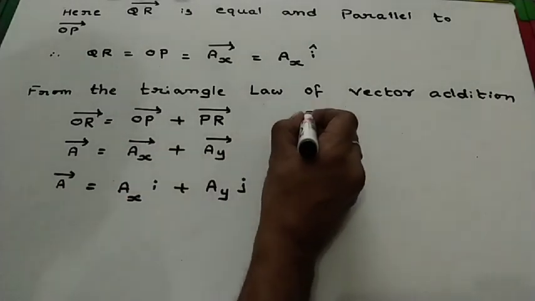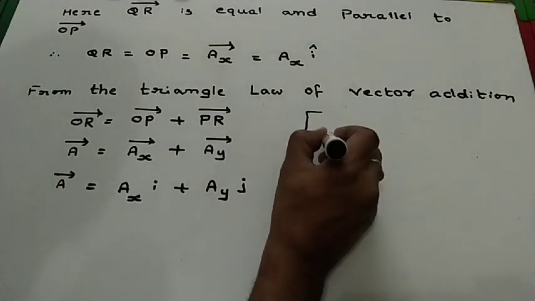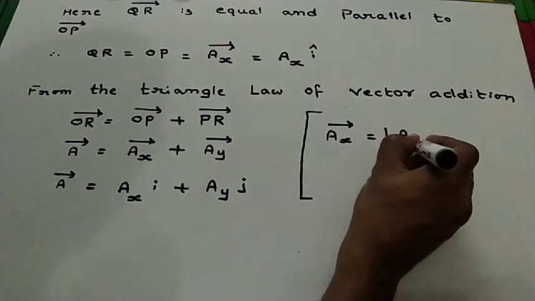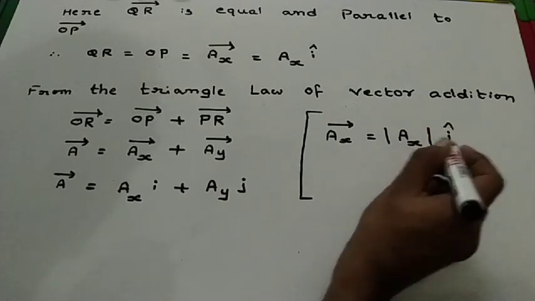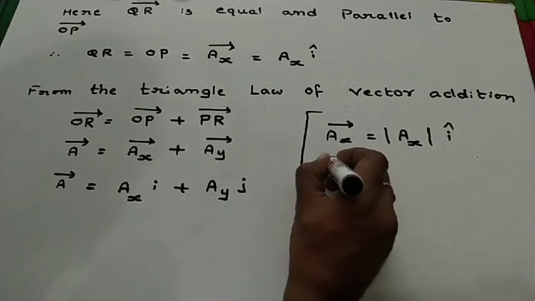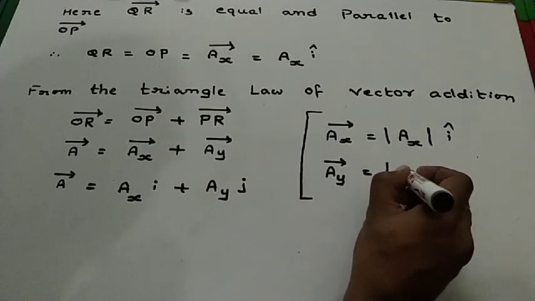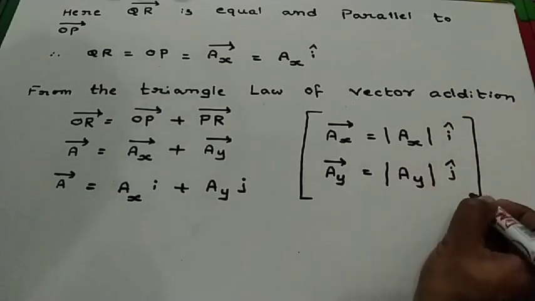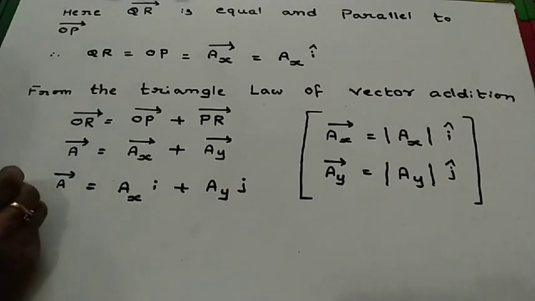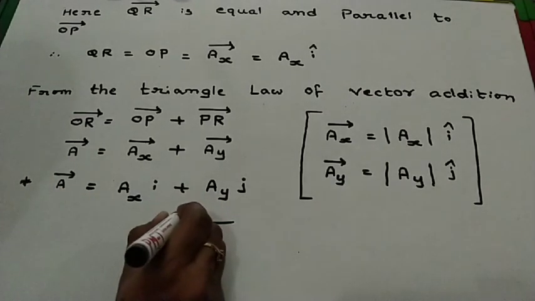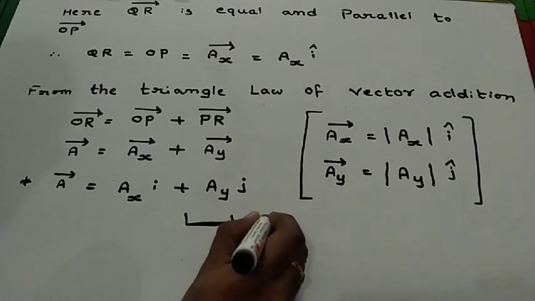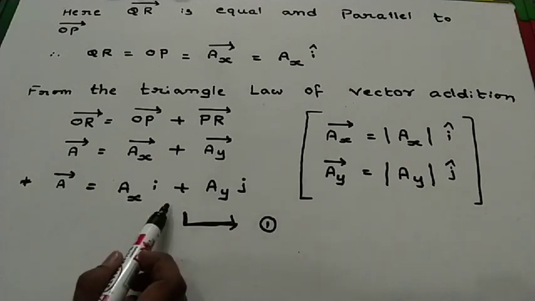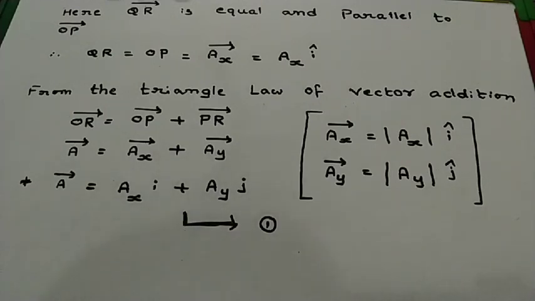The reason is AX vector is equal to magnitude of Ax into I cap. Ay vector is equal to magnitude of Ay into j cap. Consider, this is very important, consider this is equation number 1. What is the equation number 1? A vector is equal to Axi plus Ayj. Equation number 1.